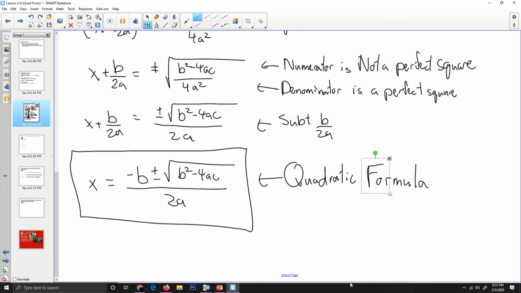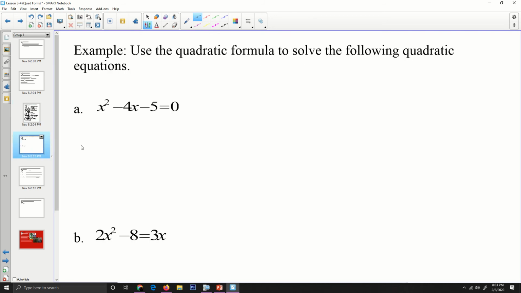And if you don't have that committed to your long-term memory, you really should do that. Alright, so use the quadratic formula to solve some quadratic equations. In this particular instance, this one I know we could do by factoring, so I'm doing this as an easy one, as an elementary example to show you how to do it.